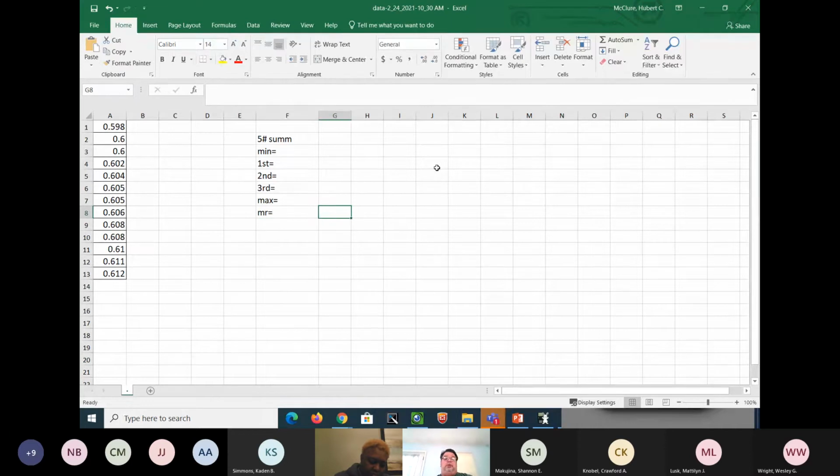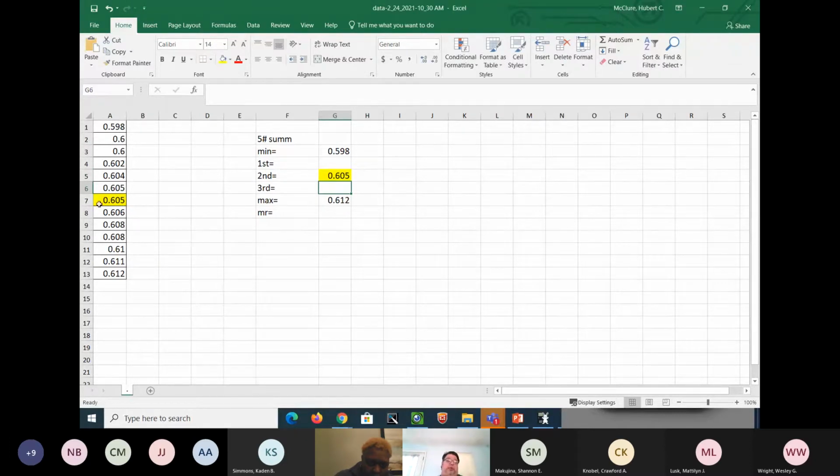So the min, that's pretty simple. The min is equal to this number. The max is equal to this number. The median, how many numbers do we have? We have 13. Is that odd or even? Odd. So you pick the what? Odd. You pick the middle number, Hubert. That's right, class. And that's equal to that number right there.